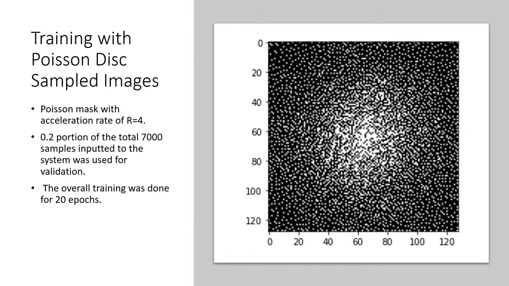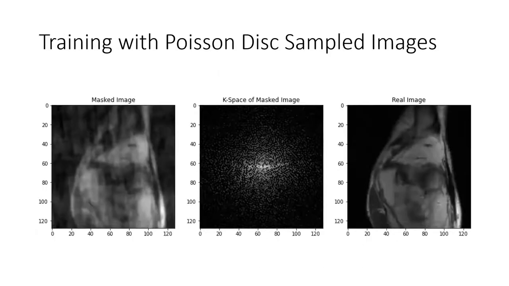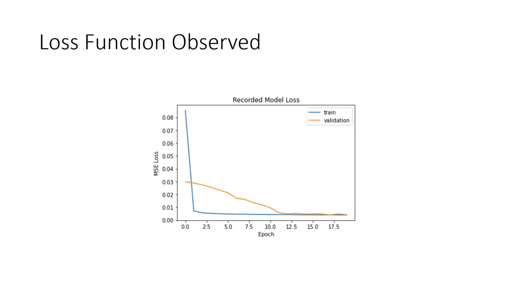The network was first trained with images obtained from Poisson disk sampled k-spaces with an acceleration factor of 4 for a total of 20 epochs. 0.2 portion of the total 7,000 training dataset was used for validation. This is an example subsampling result, and this is the observed loss function during training and validation.